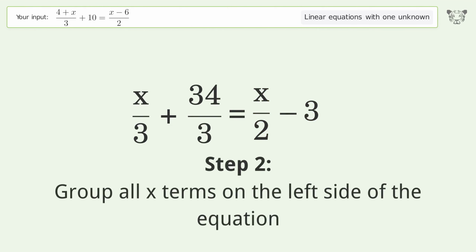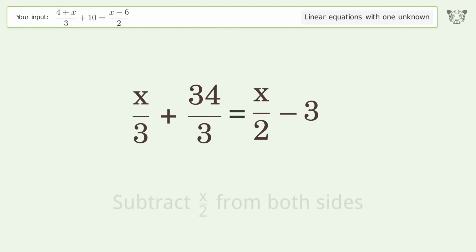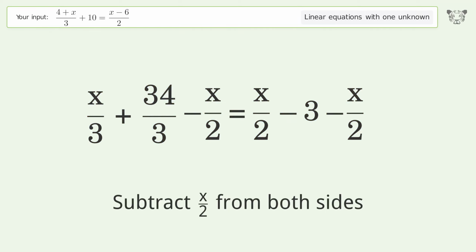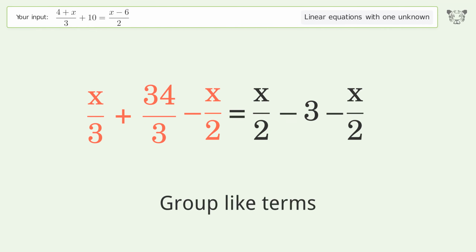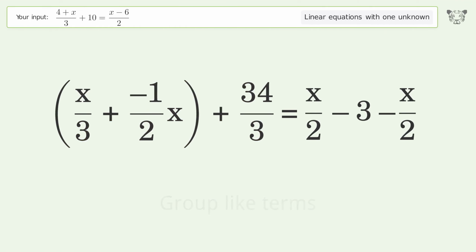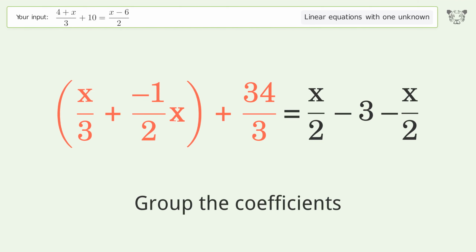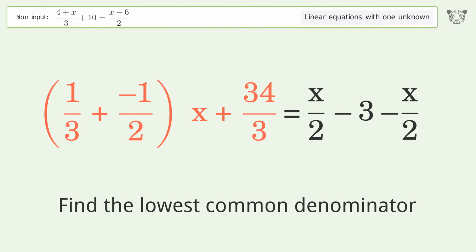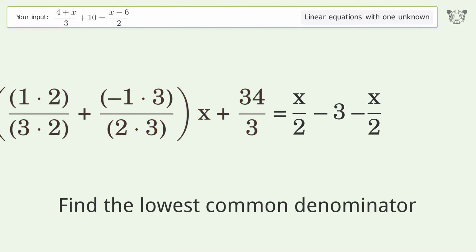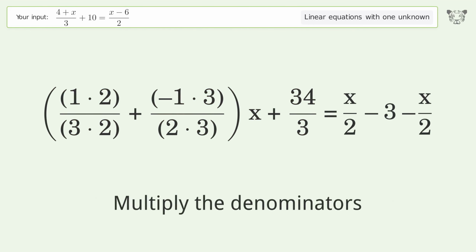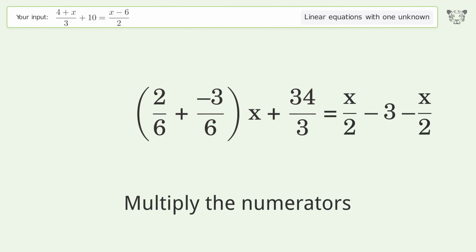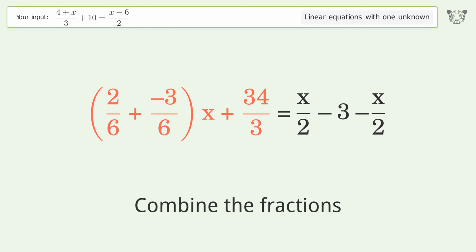Group all x terms on the left side of the equation. Subtract 10 over 2 from both sides. Group like terms. Group the coefficients. Find the lowest common denominator. Multiply the denominators. Multiply the numerators. Combine the fractions.